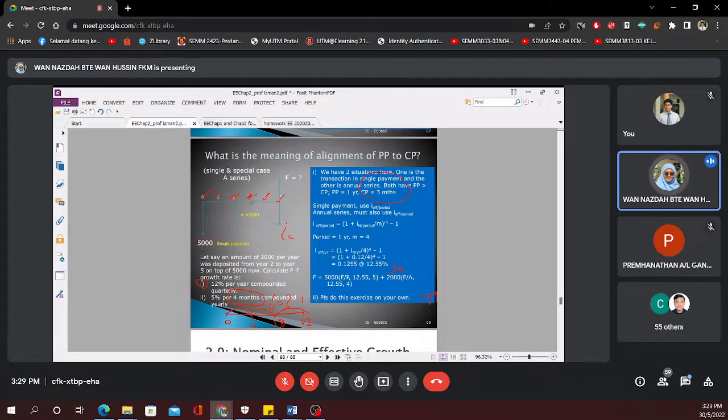And for A, it is known and F is unknown. So N equals 4, from year 2 up to year 5, and your I is 15%.